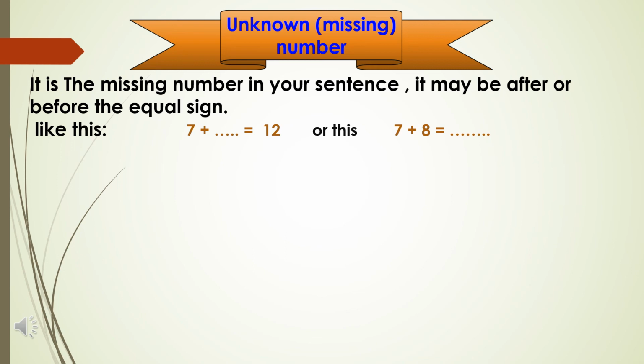13 plus what equal 19? Count from small to big. After 13: 14, 15, 16, 17, 18, 19. How many fingers do we have? We have 6 fingers, so we will write 6.